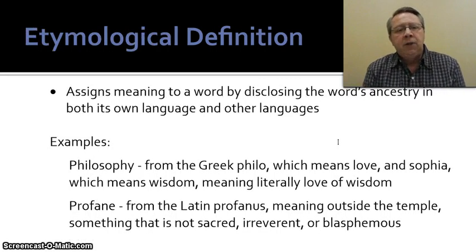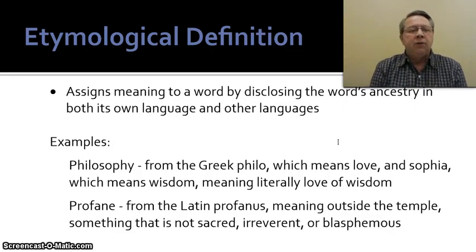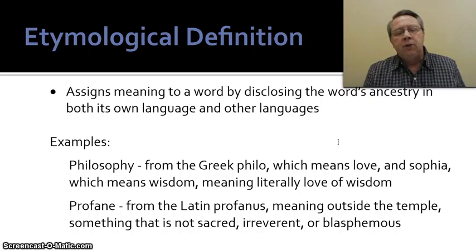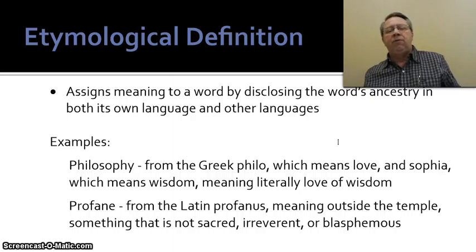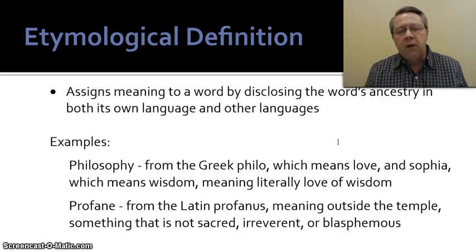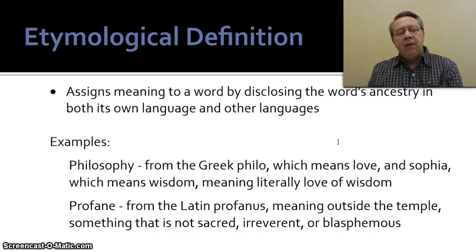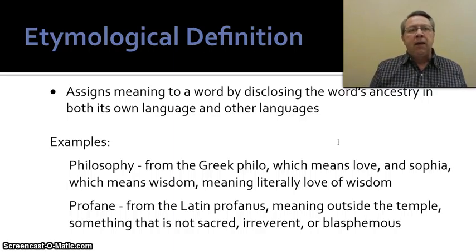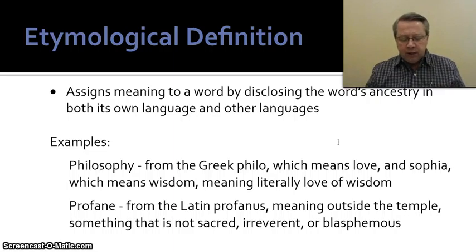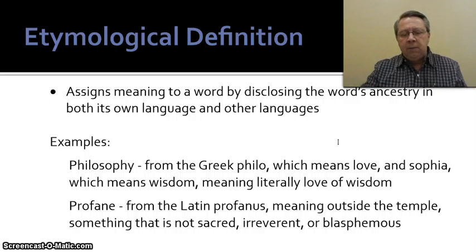The etymological definition talks about where it comes from. It assigns meaning to a word by disclosing the word's ancestry in both its own language or other languages. So an example, philosophy comes from the Greek word philo or phileo, which means loves, and sophia, which means wisdom, giving it a literal definition from the Greek of being the love of wisdom or the pursuit of the love of wisdom. The word profane from the Latin word profanus, meaning outside the temple, something that's not sacred, irreverent, something blasphemous. Once again, we're going down to where does it come from and how does it apply, or what's its true definition at the basic level.